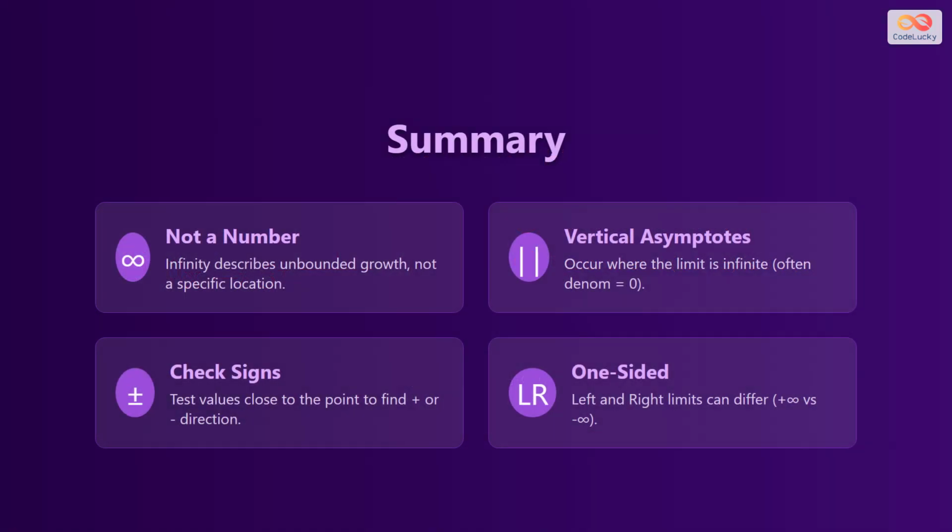To wrap up, infinity is a behavior, not a destination. Vertical asymptotes occur where these infinite limits happen. Always check the left and right sides separately if needed, and use test points to determine the sign of the infinity.